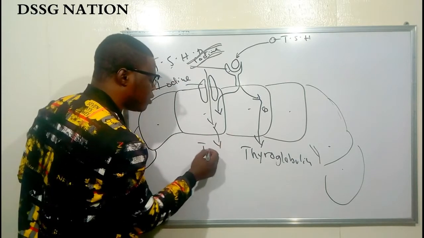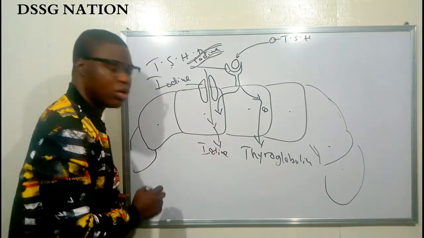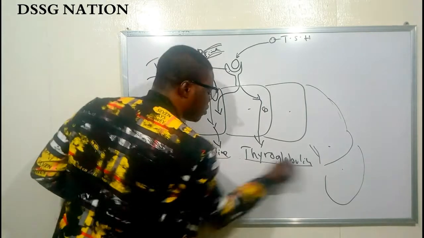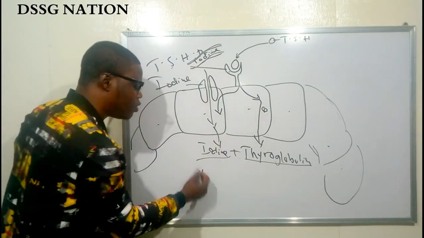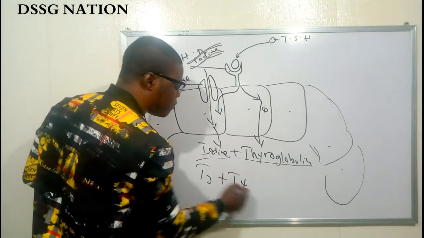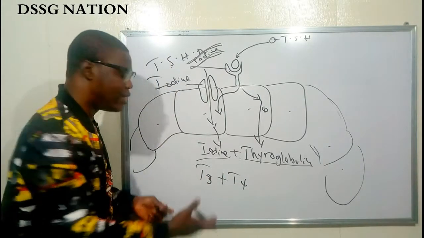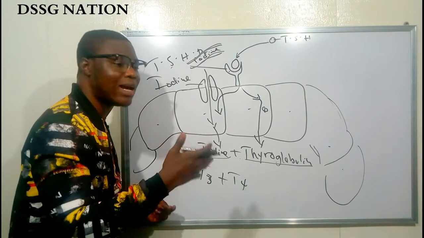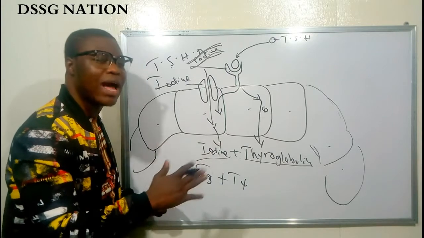Now, this is going to bring iodine in, so iodine will be in the cell. The combination of iodine and thyroglobulin is what will form your T3 and your T4. And that's why we used to say the other name for T3 and T4 is triiodothyronine. That's where the iodine comes from.